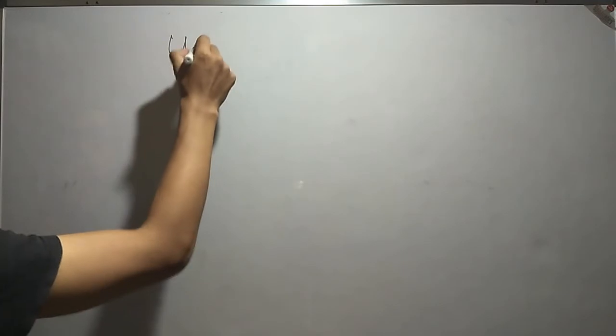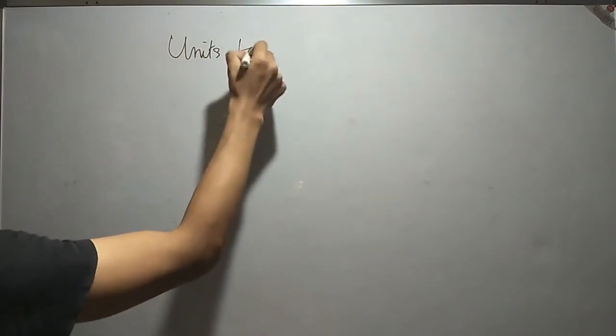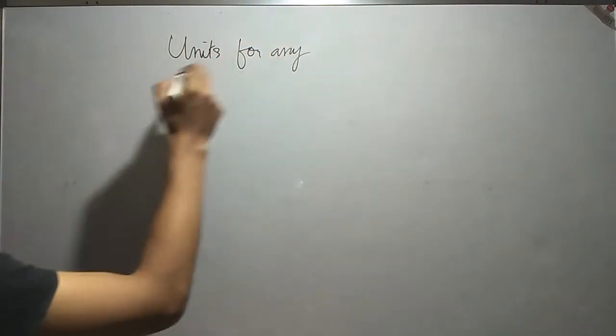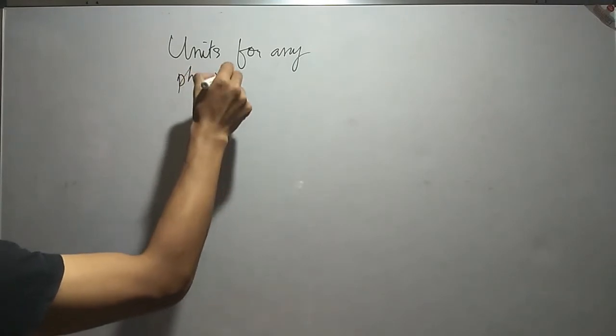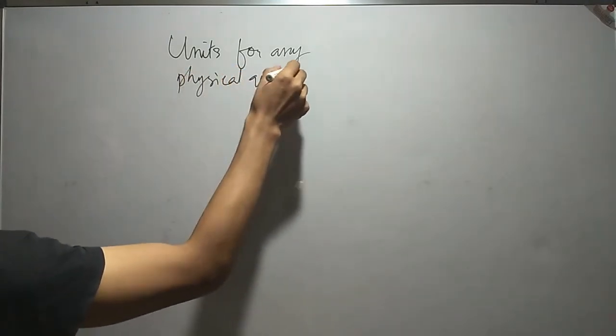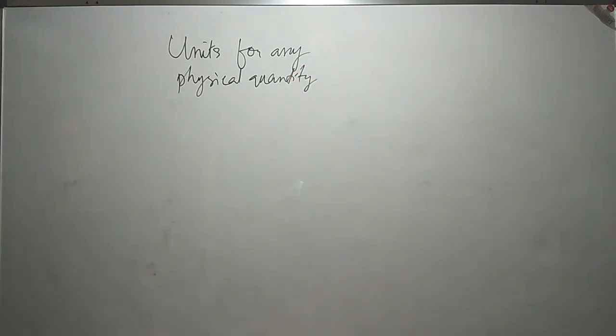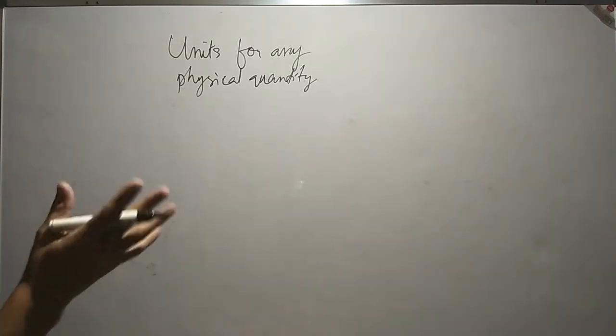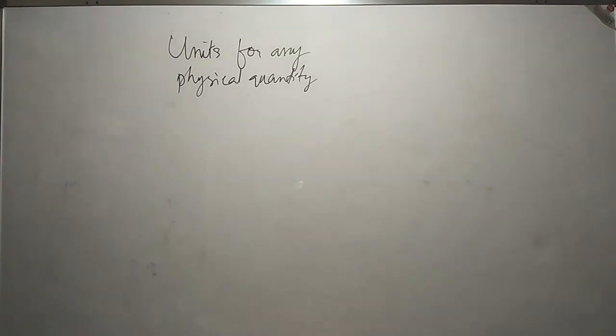In this video we shall be discussing how to find the units for any physical quantity, and the next topic will be significant figures. Okay, so the first one is how to find units for any physical quantity. Physical quantities are like time, distance, speed, acceleration, force, pressure, volume, density. Those are the physical quantities.